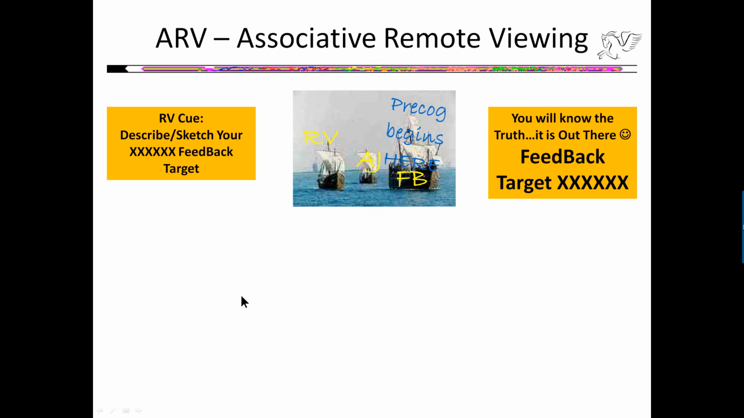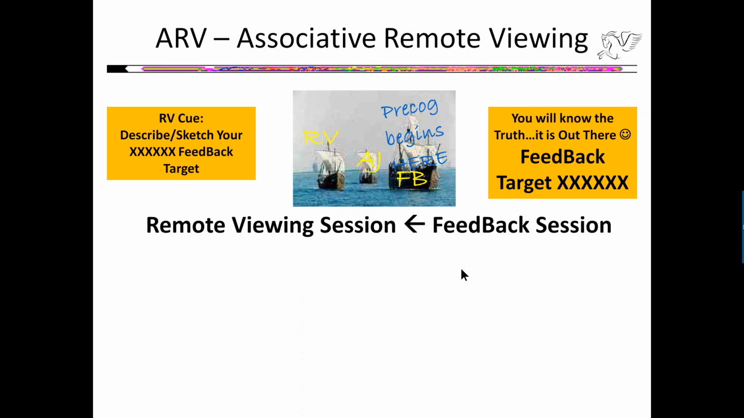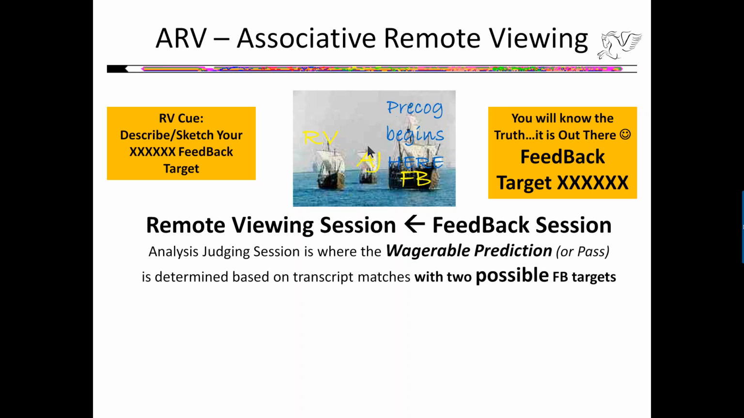Now, so these two sessions are intimately connected. The analysis judging comes in to make a wagerable prediction or a pass, and this is based on the two transcripts, each of which is connected to one of the possible outcomes. So we have two possible outcomes, and that's why we have two possible targets.